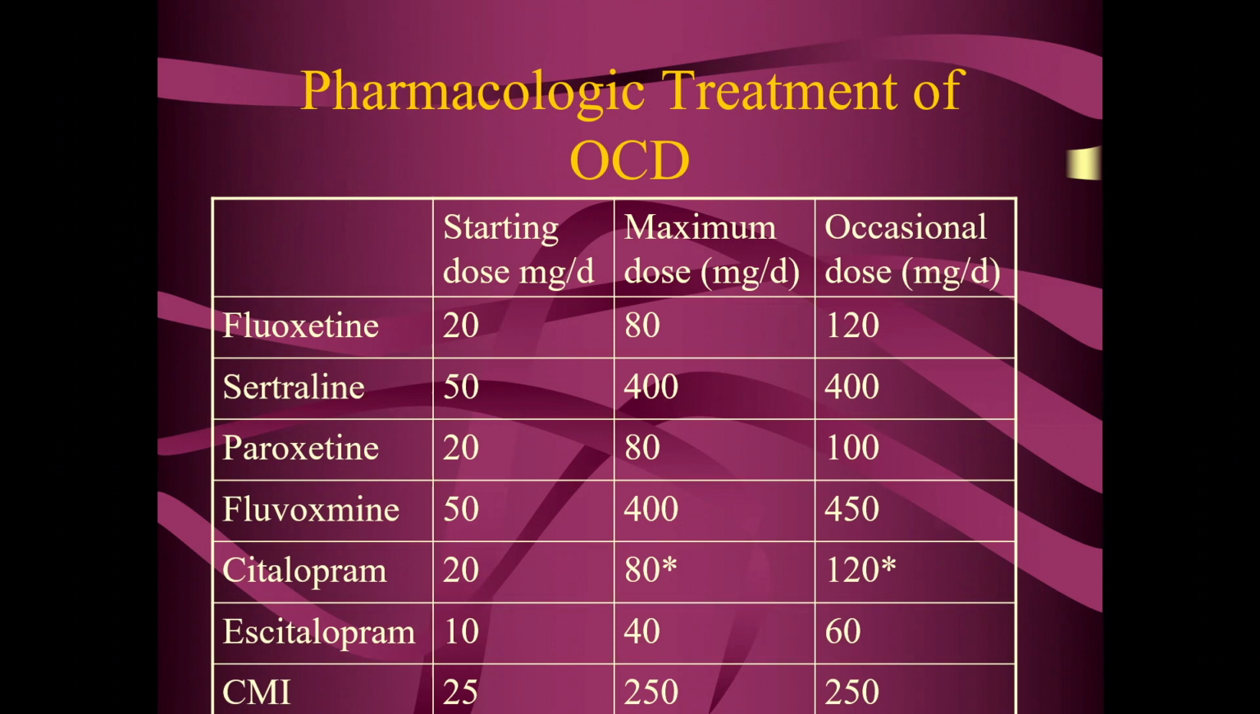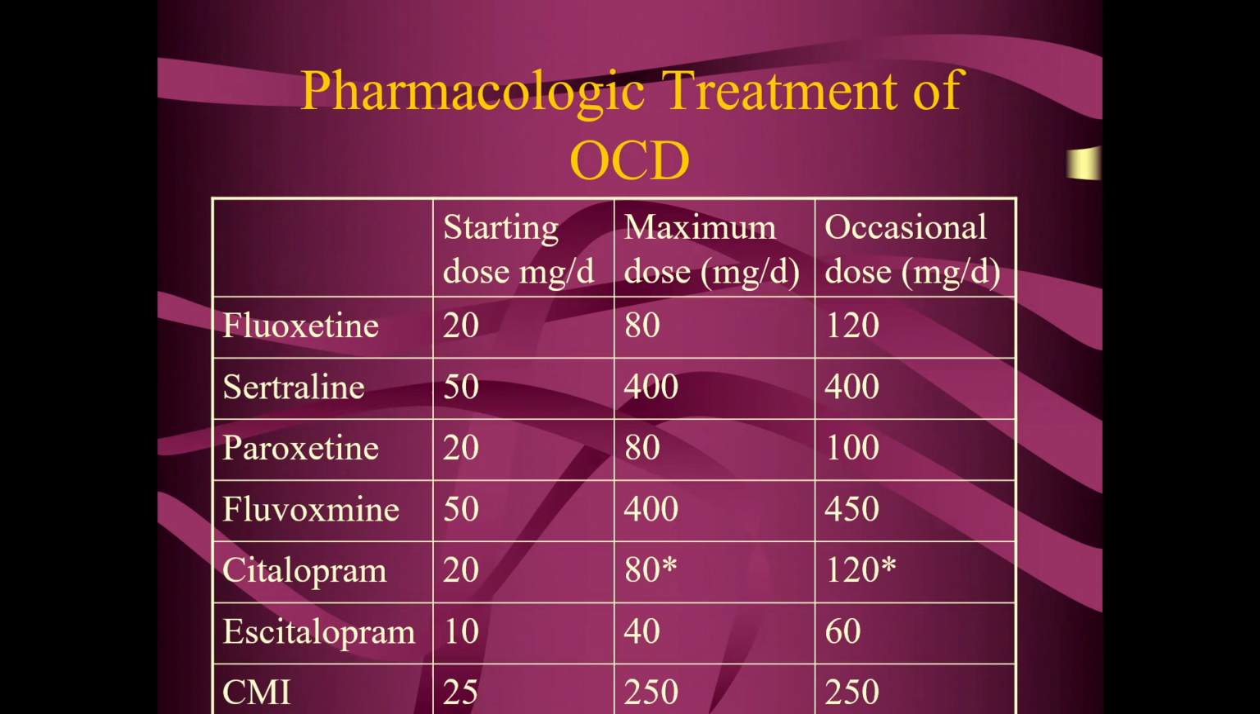Paroxetine, 80 milligrams. Fluvoxamine, 400 milligrams. Citalopram, 80 milligrams, but again, because of the FDA warning, we can't go that high. Escitalopram, 40 milligrams, and clomipramine, CMI, is the one tricyclic that acts like an SSRI, up to 250 milligrams. You'll notice that occasionally we'll go even above the maximum dose. So in some patients, we'll go as high as 120 of fluoxetine, 100 of paroxetine. I have a few patients on 500 and 600 milligrams of sertraline even. So the point is, sometimes with OCD, you have to take the doses up.